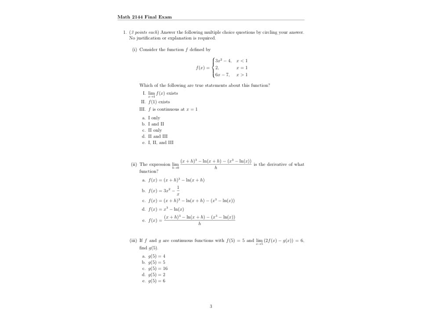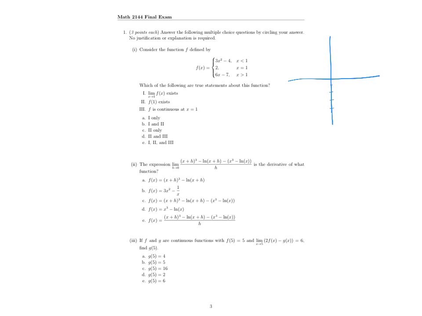So for starters, let's look at this function. It says 3x squared minus 4 for x less than 1. So what is happening for this function, 3x squared minus 4? It's going to look like this, 1, 2, 3, 4.